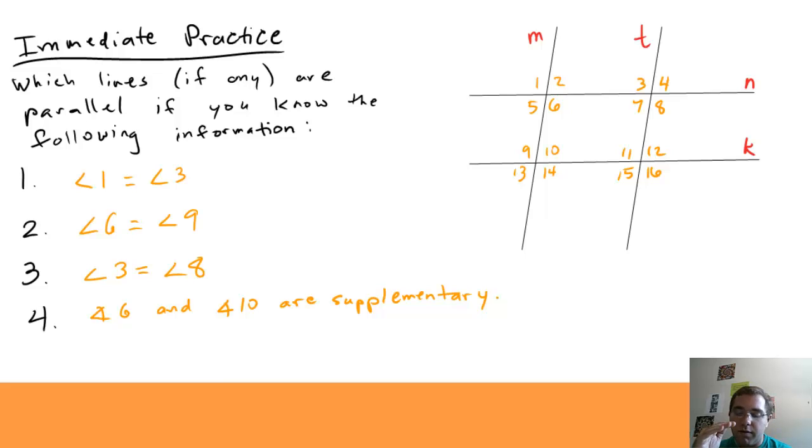Number 1, if I know that angle 1 equals angle 3, which lines, if any, are parallel? Number 2, if I know angle 6 equals angle 9, which lines, if any, are parallel? Number 3, if I know angle 3 equals angle 8, which lines, if any, are parallel? And number 4, if I know angle 6 and angle 10 are supplementary, which lines, if any, are parallel? State the lines that are parallel, or if none are parallel, write the word none. And please draw the picture on your paper. That is the end of section 3.3.